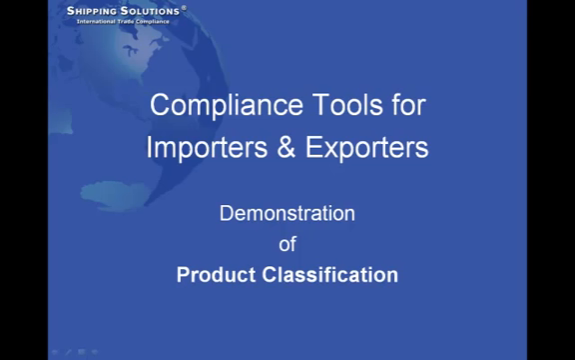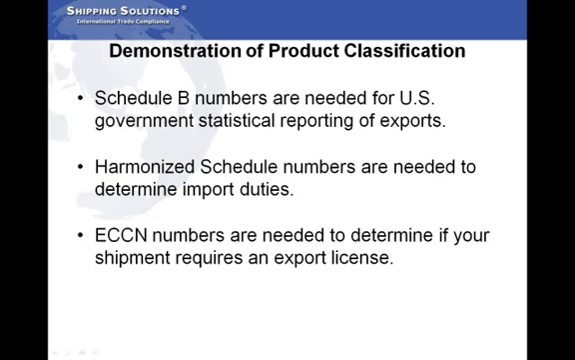This is a demonstration of the Product Classification Tool. Before you can export or import a product, you must first identify your product's proper Schedule B number for exports or harmonized schedule number for imports. This number must appear on documentation that accompanies a shipment.